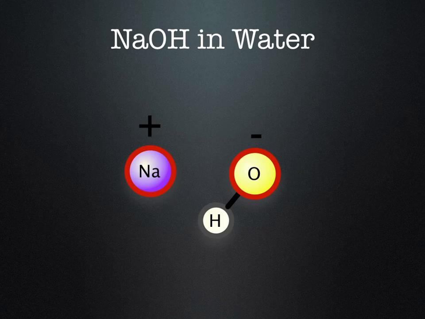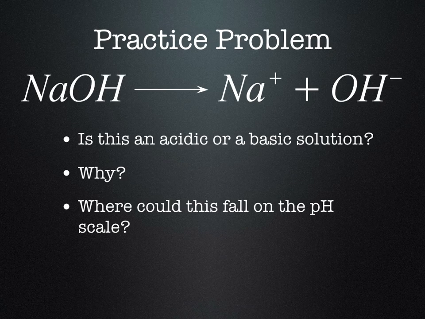So if this is producing hydroxide ions in solution, we instantly know that this must be what type of solution, acidic or basic? What do you think? That's right, it must be basic because it's producing OH minus. Where could this fall on the pH scale? Basic solutions fall above 7 all the way to 14.